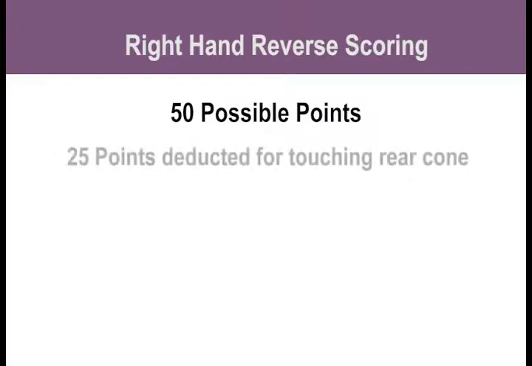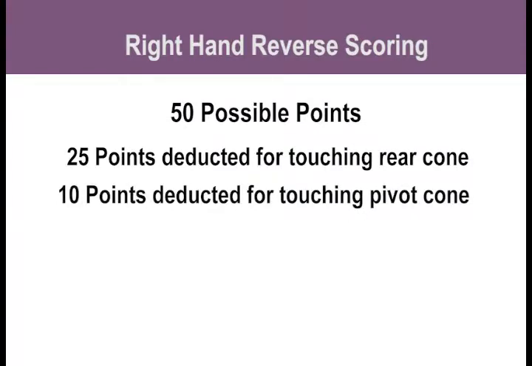If the vehicle touches the rear cone, the contestant loses 25 points. The contestant loses 10 points if the vehicle touches the pivot cone.